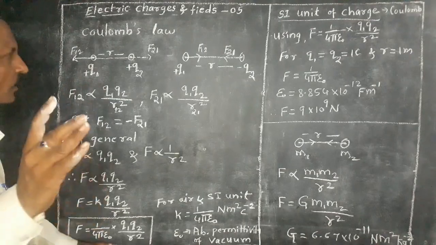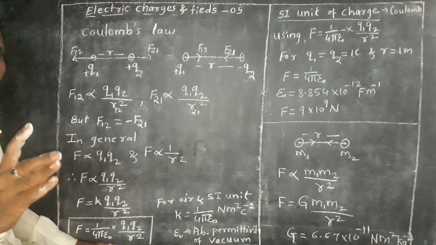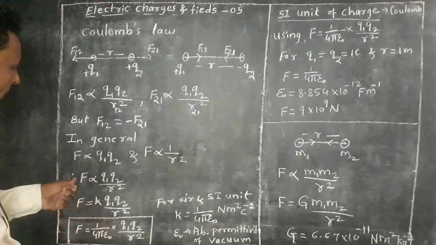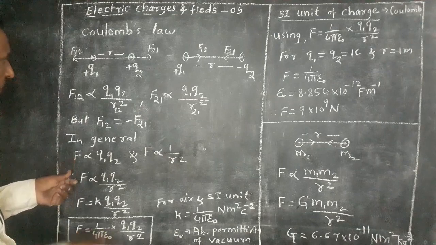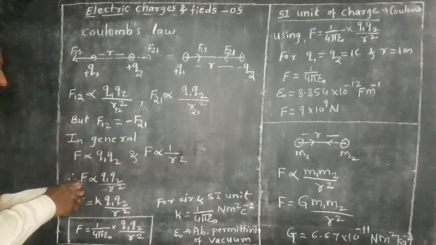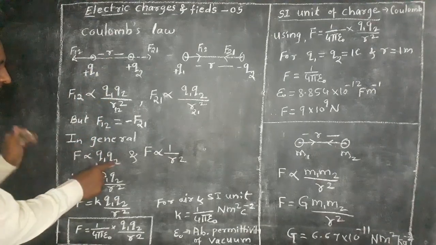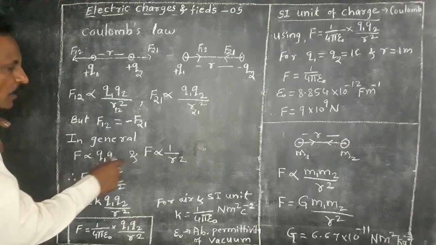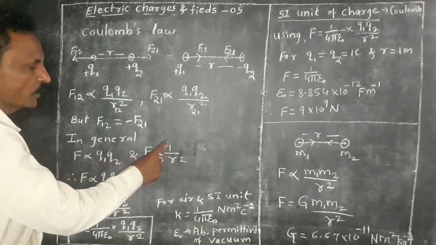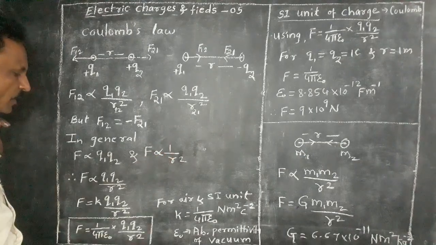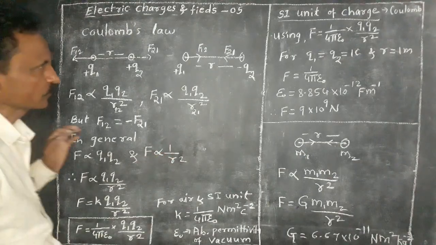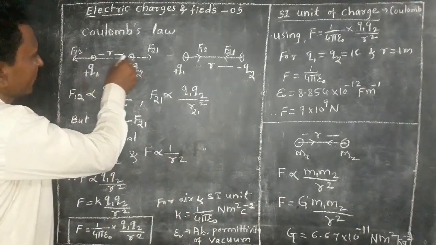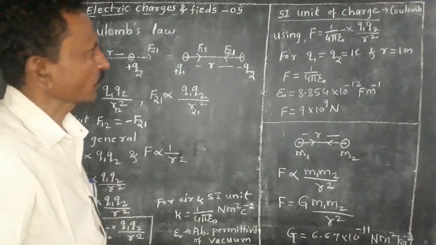Very important for 3 marks: State and explain Coulomb's law in electrostatics. The force of attraction or repulsion between 2 point charges is directly proportional to the magnitude of the product of these two charges and inversely as the square of the distance between them. And the force acts along the line joining their centers.